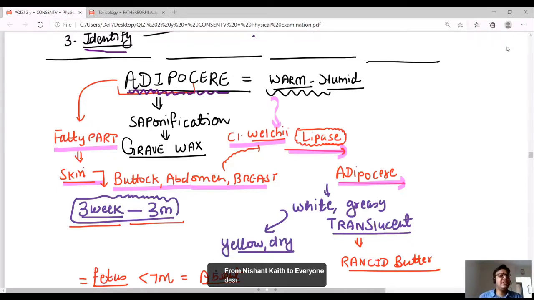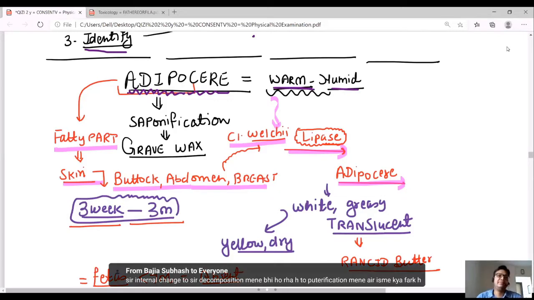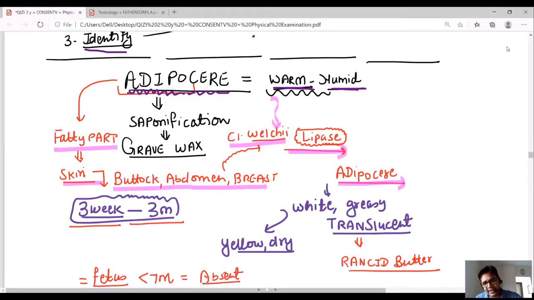Sir, mummification is seen in dry and hot climate, जो एकदम गर्मा गर्म माहौल हो. Adipocere is seen in warm and humid climate. It is also known as saponification. Another name of adipocere is grave wax. एक तरह से मोम बन जाता है.